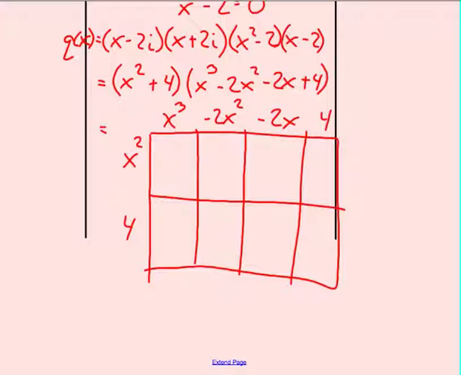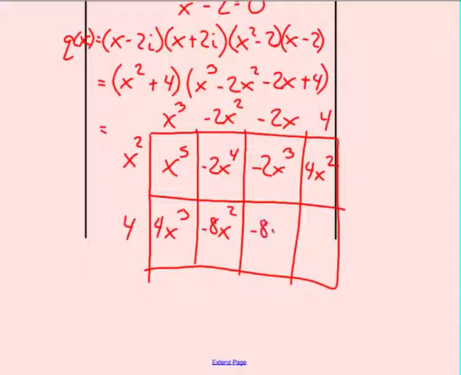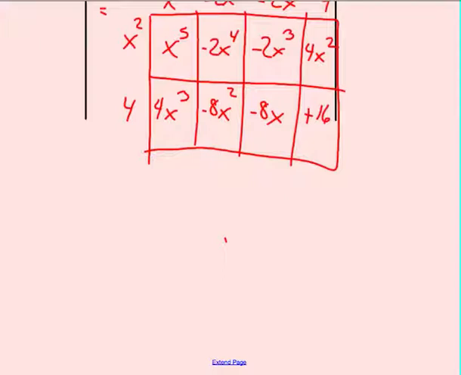So remember, x squared times x cubed, when we're multiplying powers, we add the exponents. And then multiplying through by our 4. And combining our like terms.